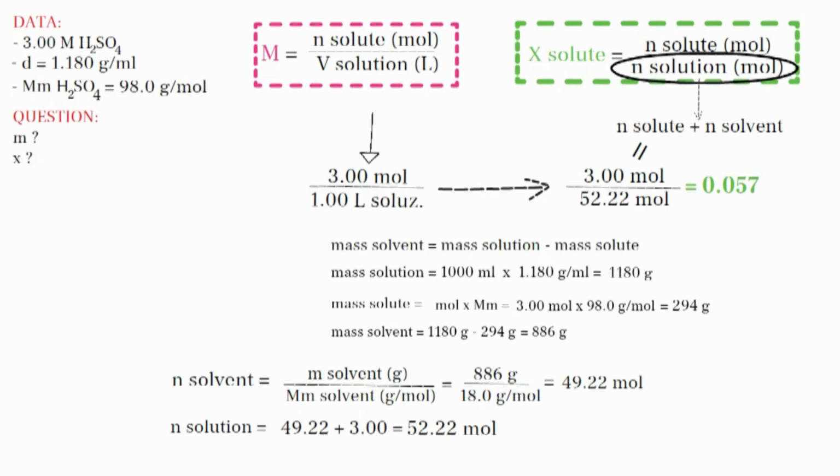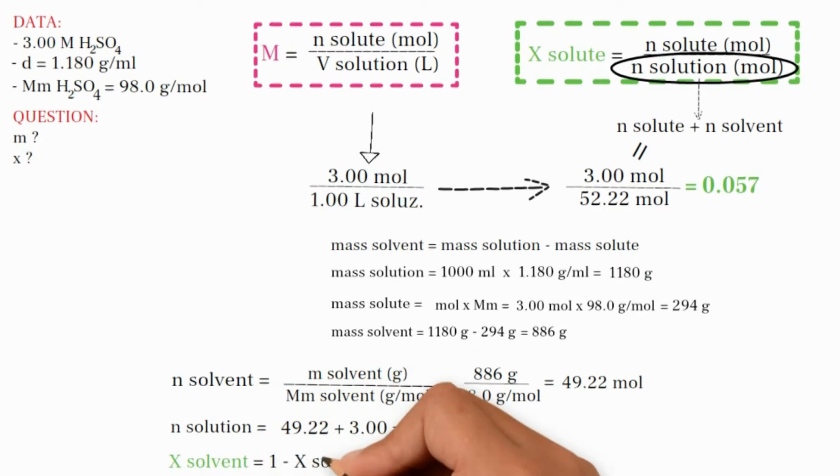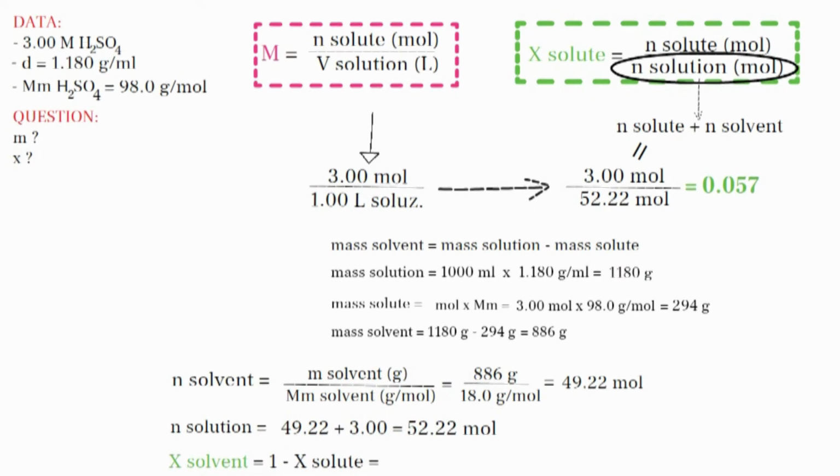How to know the mole fraction of solvent? The mole fraction of solvent is actually simple because it's 1 minus the mole fraction of solute. This is because we are dealing with fractions, and this is a property of fractions, okay? To obtain one fraction, you can always subtract the other one from the whole. So it's very simple, and the answer will be 0.94.